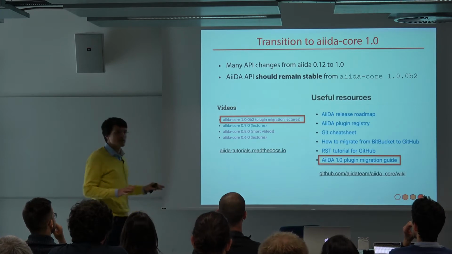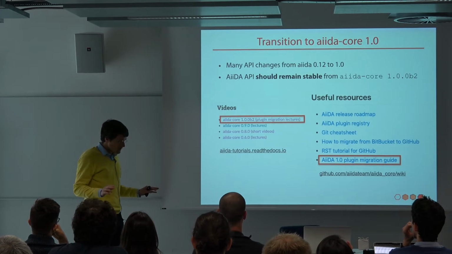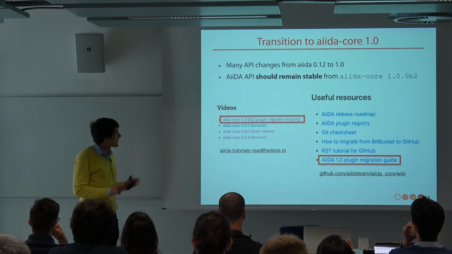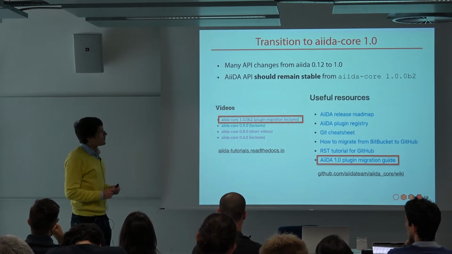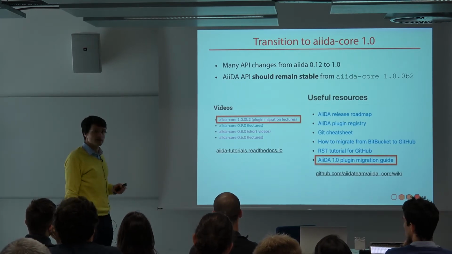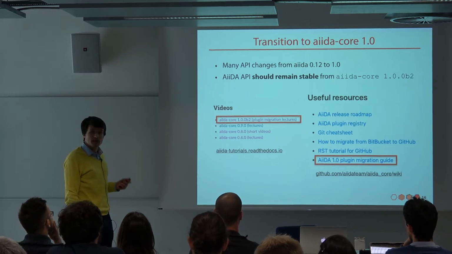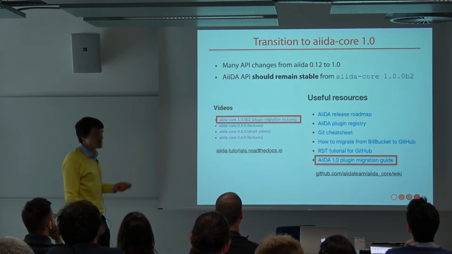So if we discover at some point a big problem in the API that we cannot solve without making an API change, we might change something until 1.0, but this is really the big exception. So the idea is from beta 2, the API should be stable. And we're now at beta 3.